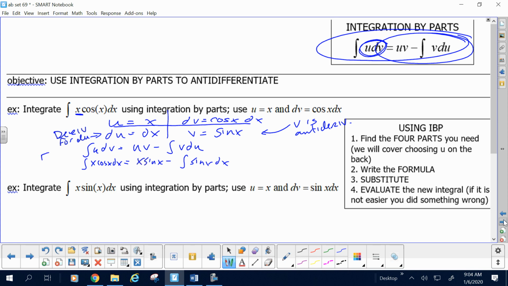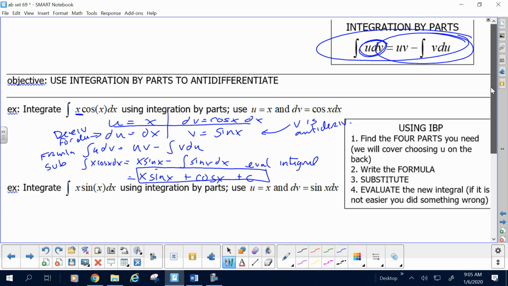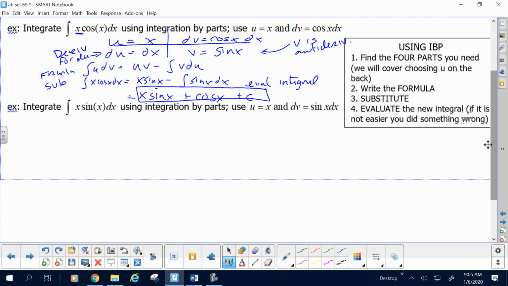So we wrote the formula, we substitute, and now we need to evaluate the integral. So our final answer is x sine of x. The antiderivative of sine is cosine or negative cosine? Negative cosine, so it turns to minus negative, or positive, cosine of x. And at the end, after I've integrated everything, that is my antiderivative. Right? Now that is in agreement with what we did, and it might seem like that's much more work than what we did to start with, but you'll see as you get better, it'll clean up later.